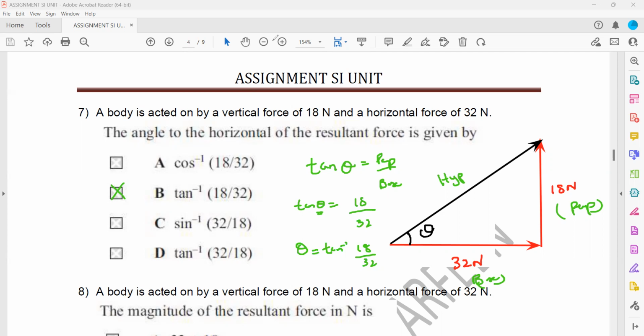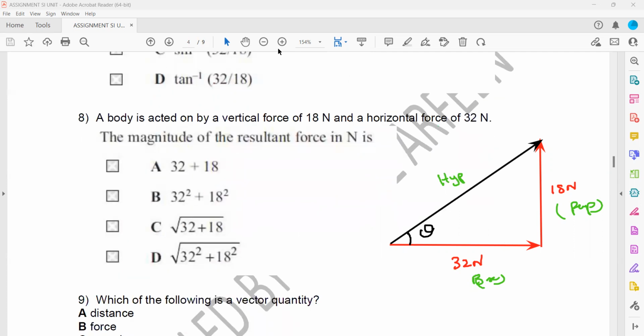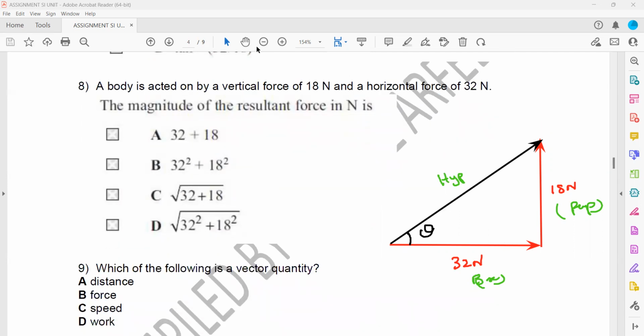The second part, we have to find the magnitude of the resultant. So to work out the magnitude of the resultant, we'll use the Pythagoras theorem. Same question, but we need the hypotenuse. So we'll use the Pythagoras theorem, in which the hypotenuse square is equal to the base square plus the perpendicular square.